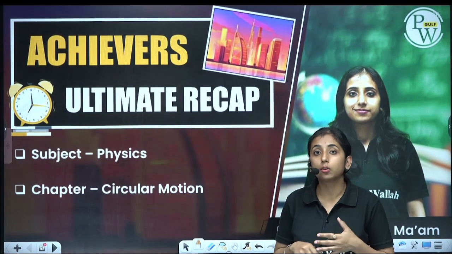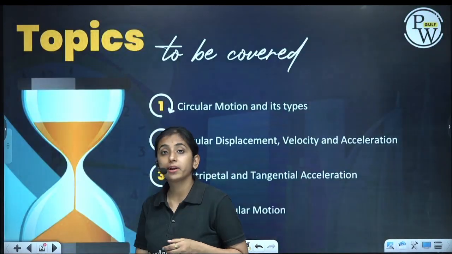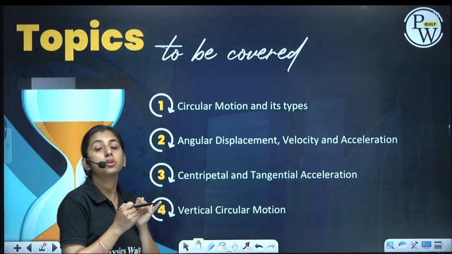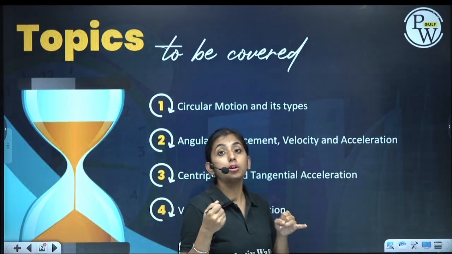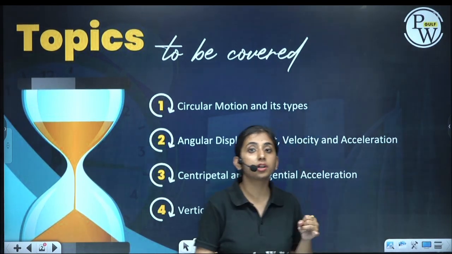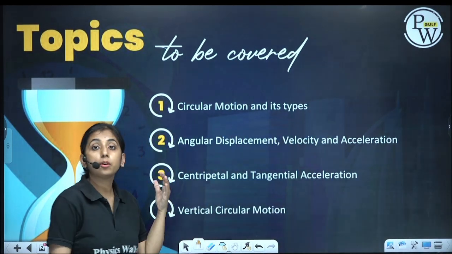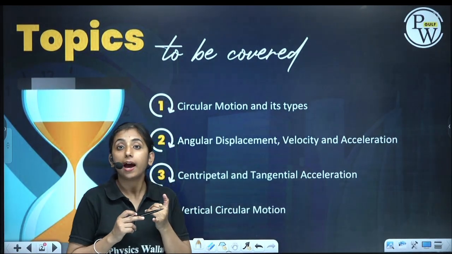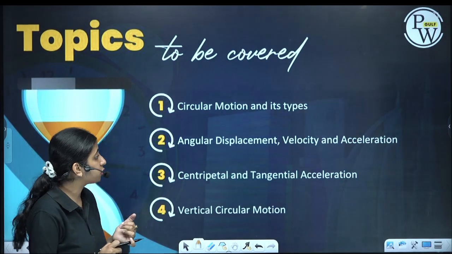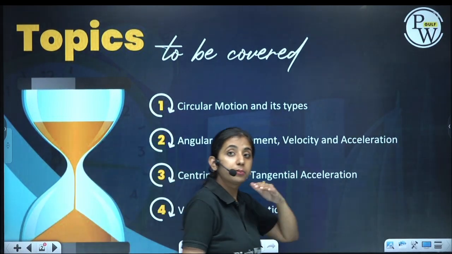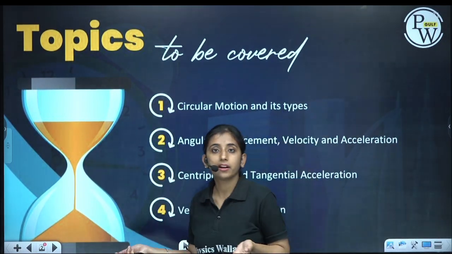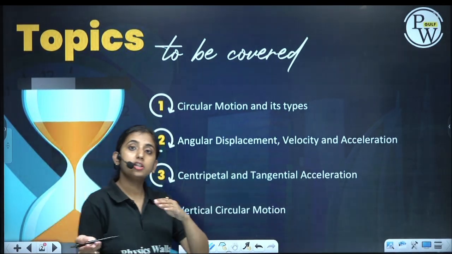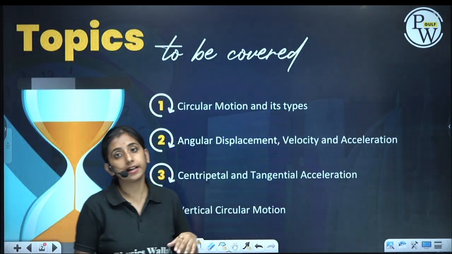Okay, so in circular motion we'll be covering today what is circular motion and its types, like uniform circular motion, non-uniform circular motion, uniformly accelerated circular motion. Then we'll be doing what is angular displacement, parameters of circular motion: angular displacement, angular velocity, angular acceleration, then the relation between angular and linear parameters. Okay, the relation between angular velocity and linear velocity, and the relation between angular acceleration and linear acceleration.